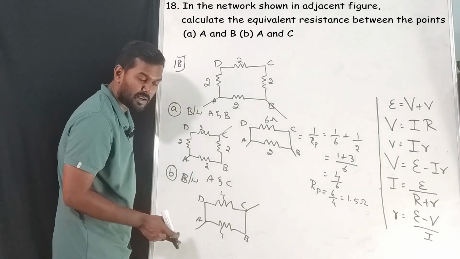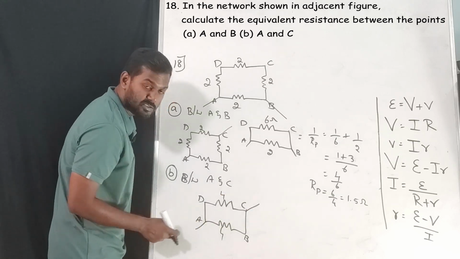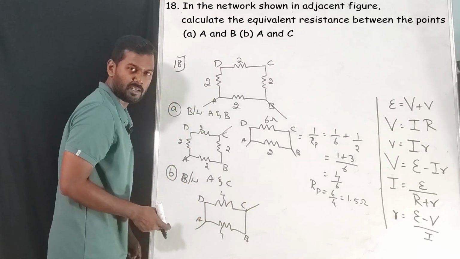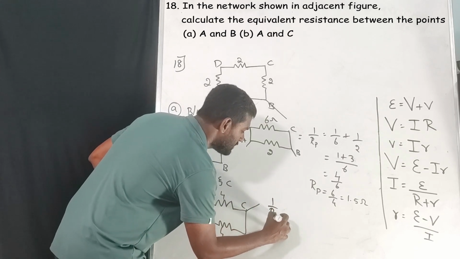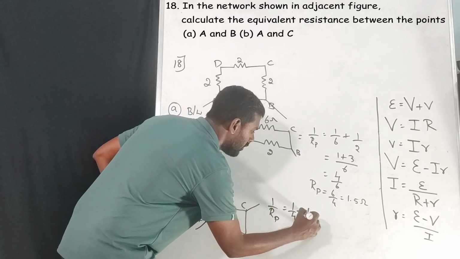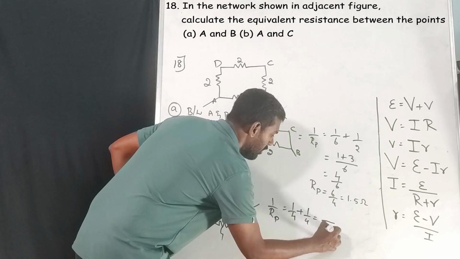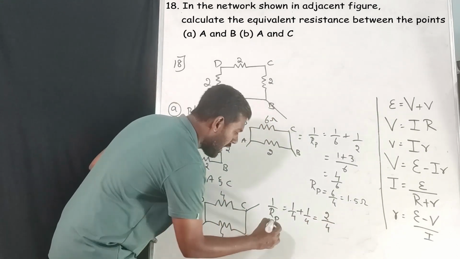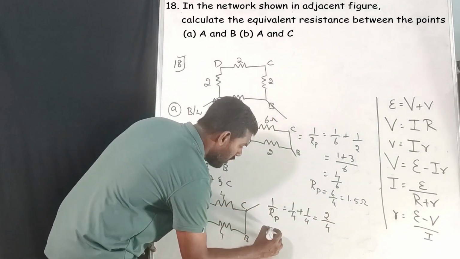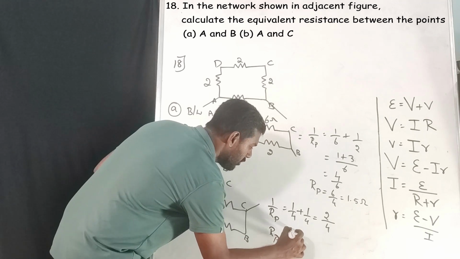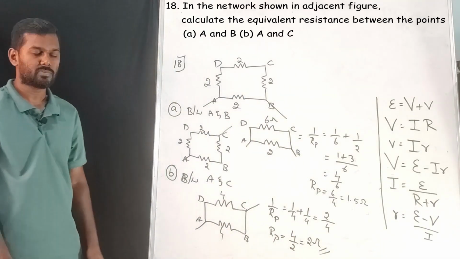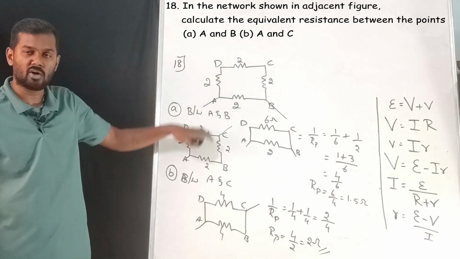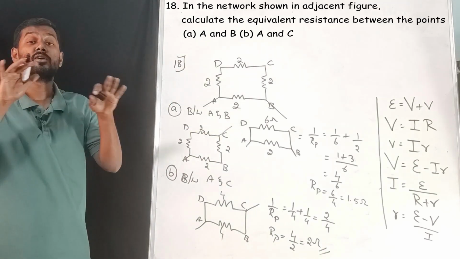So now these two are in parallel. Why? Because there is a junction point. The third line is coming. So we know these two are in parallel. 1 by Rp is equal to 1 by 4 plus 1 by 4. That will be 2 by 4, and we are finding Rp. So Rp is equal to, take the reciprocal, 4 by 2, that will be equal to 2 ohm. That's it. If you understand the concept like this, you can solve any question.